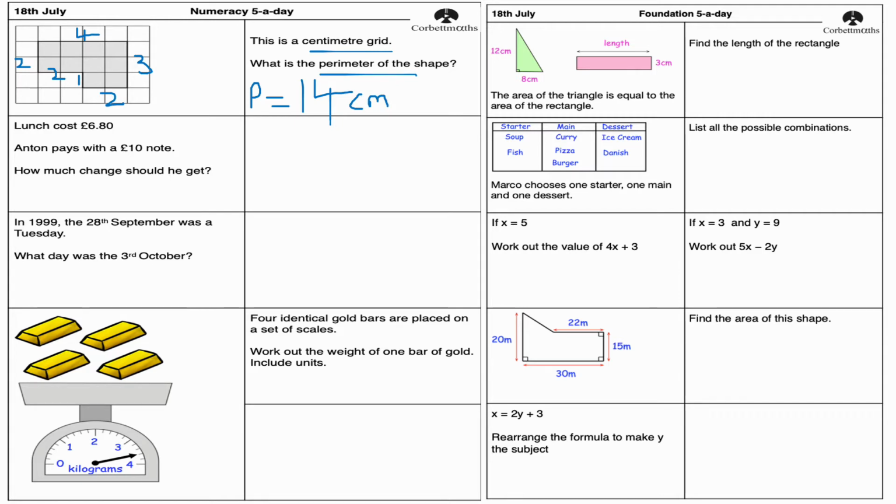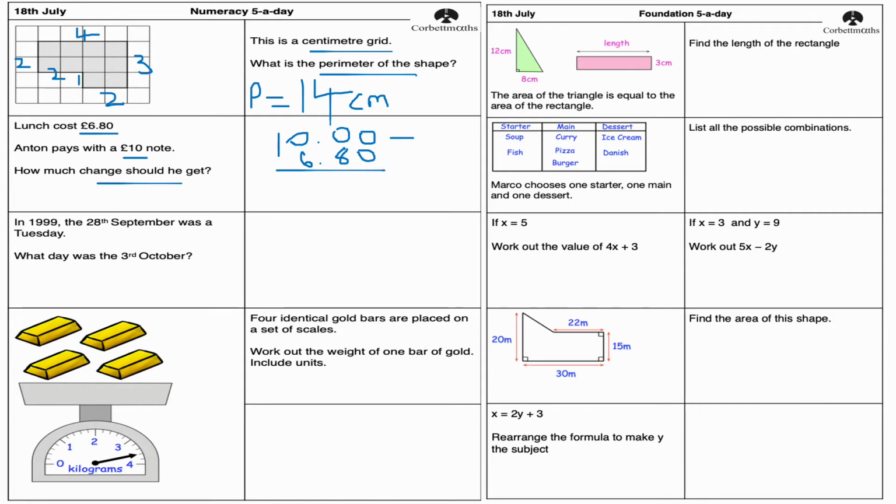Okay, this is the second question. Lunch cost £6.80. Anton pays with a £10 note. How much change should he get? So it's £10, take away £6.80. Okay, so I'm going to lay it out in a column subtraction method. Okay, making sure that all of my units line up together.